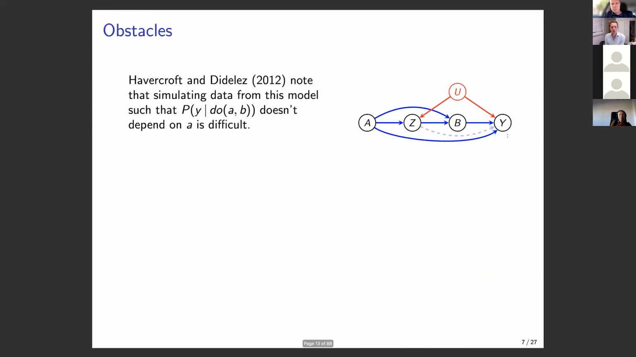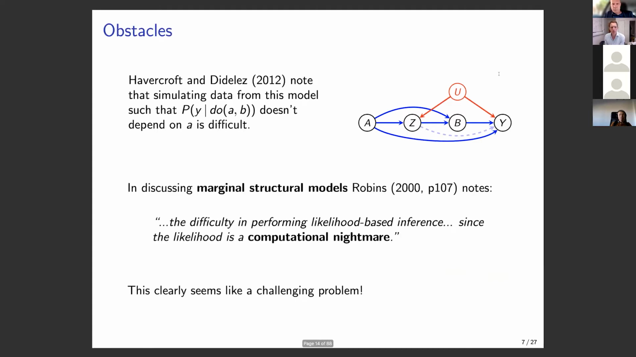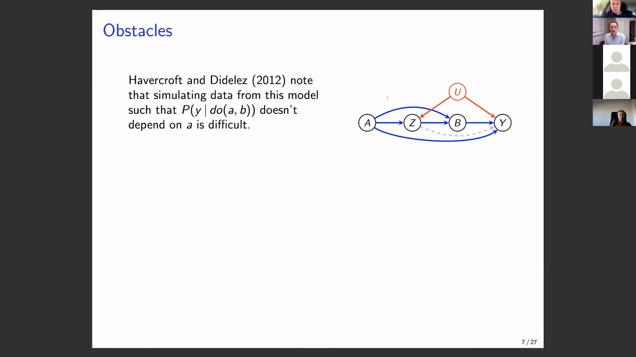Okay, so those are the three problems. So just to think about the obstacles that stand in the way of doing this. From the paper that we obtained this model, which was written by Vanessa and a student of hers about 9 years ago, they note that actually simulating from this model such that P of Y given do A and B doesn't depend on A at all is actually very difficult. And they only manage to do it in the case where there's no direct effect of Z on Y. So it's a special case they're able to do it in.